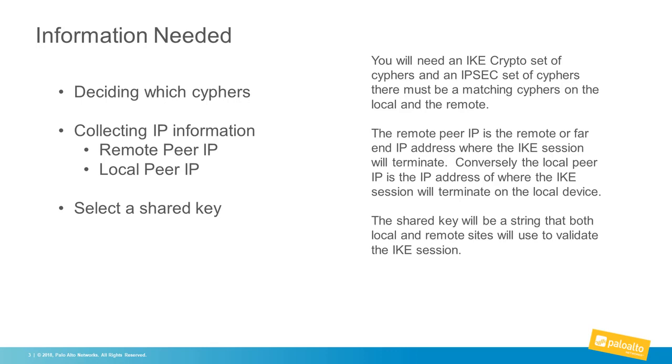The second area that we need is collecting the IP information. One is the remote peer IP address, which is where the IKE session is going to terminate. The second is the local IP, again where the IKE session is going to terminate. The last thing we need to do is select a shared key. This is a symmetrical encryption, and we need to pick a shared key that will be used on both sides of the connection.